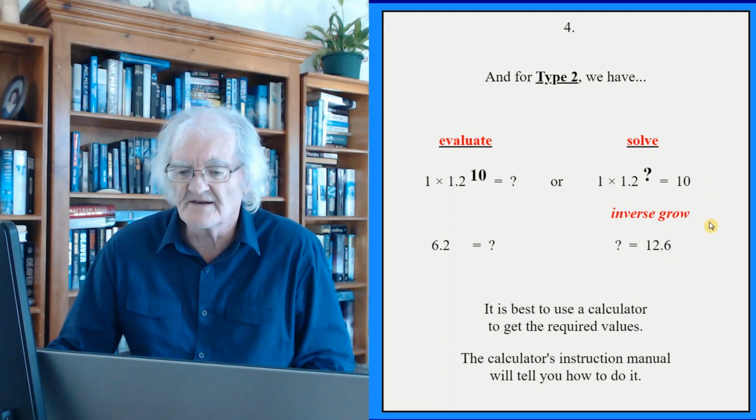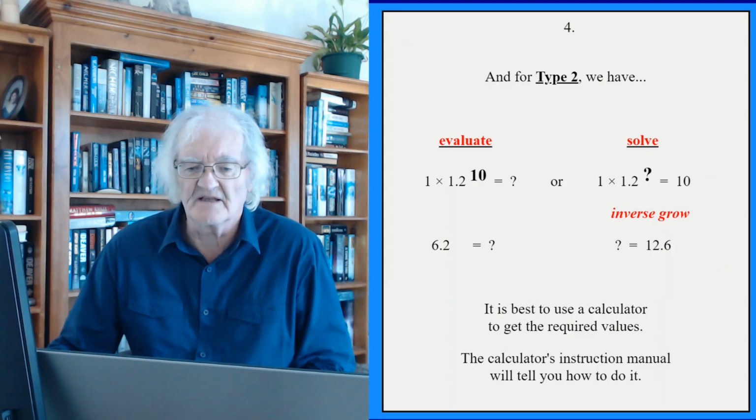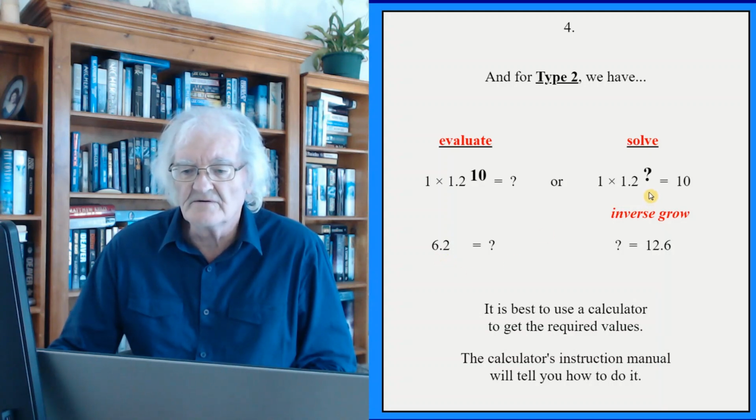Now this would be done on a calculator, and the calculator's instruction manual would tell you how to do it. We'll look at that in more detail later, but for the moment all we want to know is that if it increases by 20% 10 times, we get to $6. But if we let it grow for 12.6 years, we get to $10.